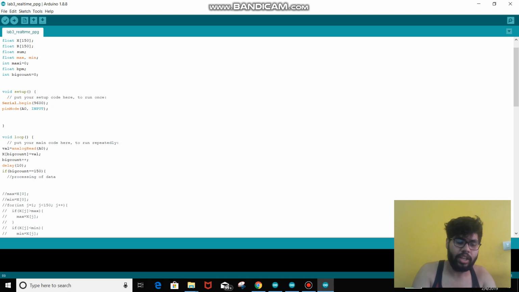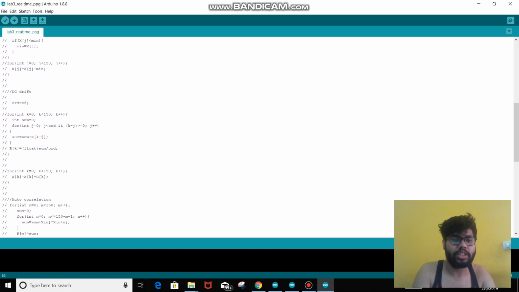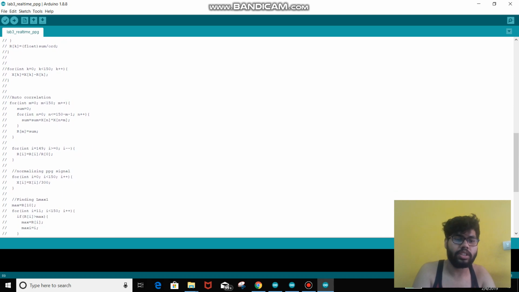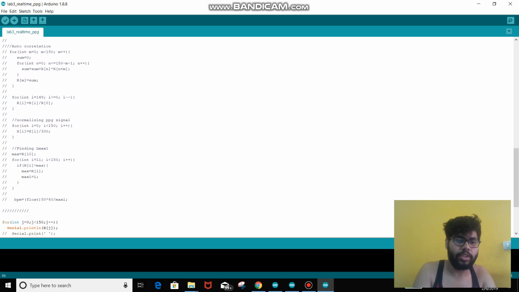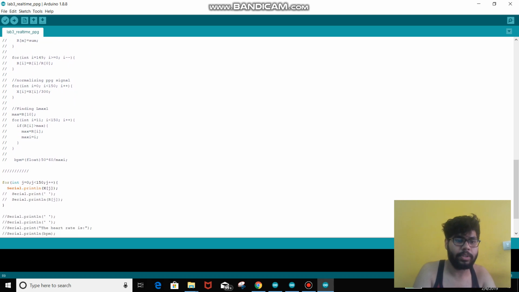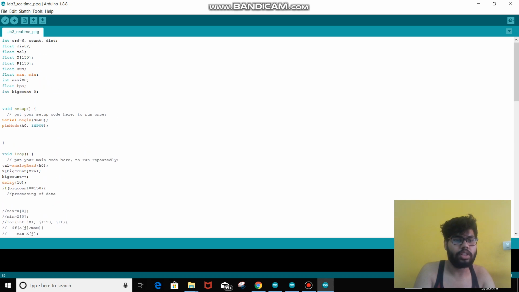So we take the data from the sensor for around 1.5 seconds, and then we do similar processing as we did last time. We remove the DC drift, and then we find the autocorrelation function, and from that autocorrelation function we find the current beats per minute of the signal, and we print that in the serial monitor.